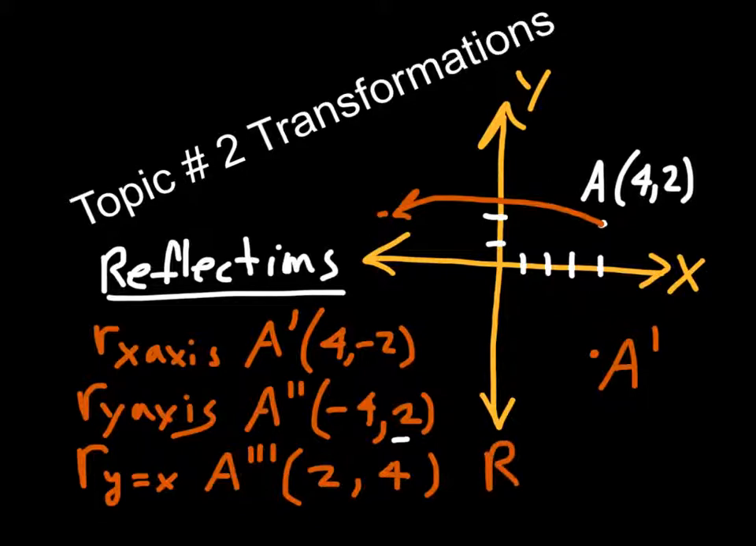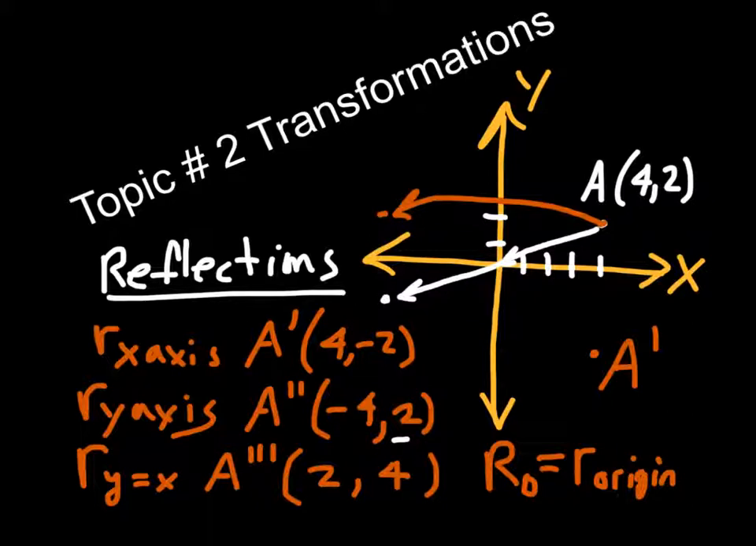I guess the next most important one is called a reflection over the origin, which is sometimes written as capital R sub O. A reflection over the origin will change both the x and the y-coordinates. If you follow the picture, it'll bring the point through the origin and flip it, in this case into quadrant 3, and the new coordinates would be negative 4, negative 2.